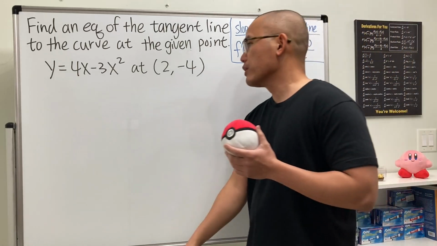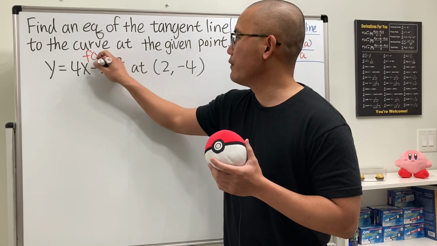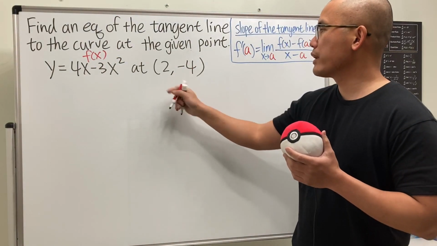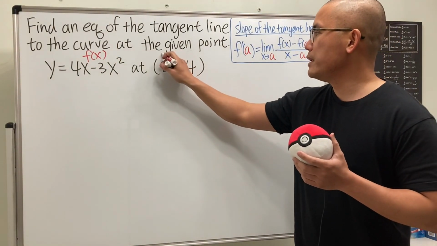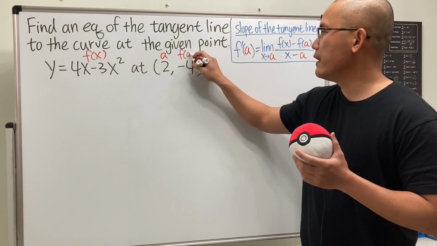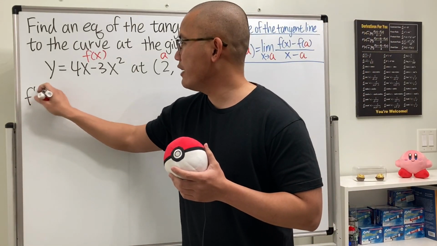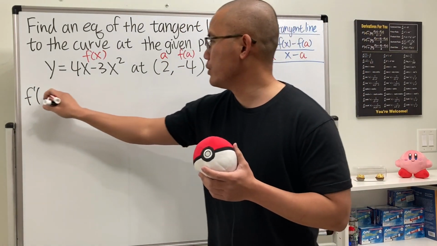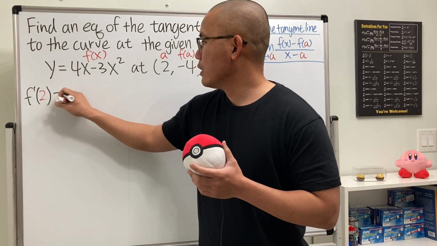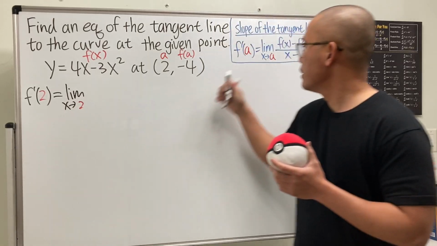So here, let's just go ahead and get to work. This right here is our function. I will denote that by f of x. And then, of course, this right here is the x value that we want. So that will be the a. And correspondingly, this will just be f of a. So now, let's go ahead and just get the slope, namely f prime of a, and that will just be the limit as x approaching 2, right, like this.